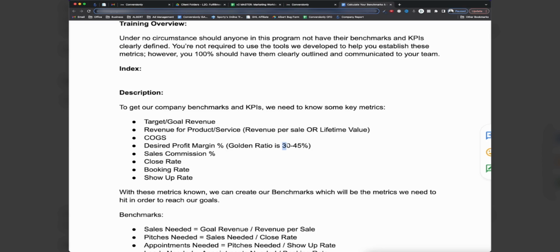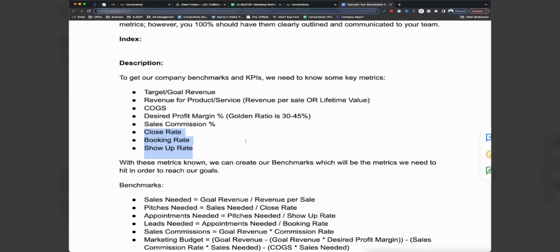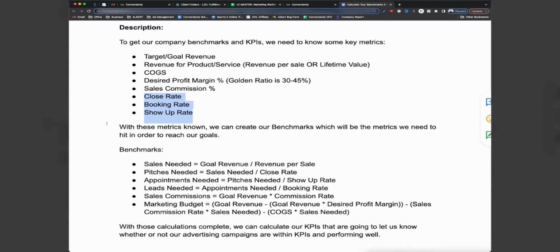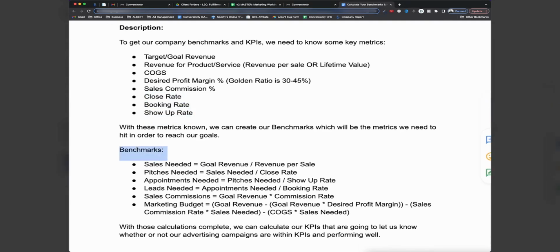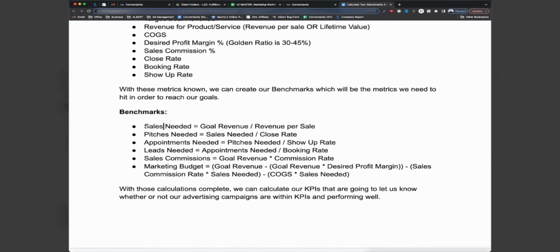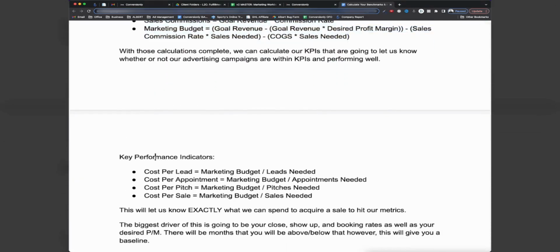However, from there, you need your sales commission rate, close rate, booking rate, and show up rate. These things we're going to go ahead and just estimate until we get stronger variables, stronger data. But these are going to be benchmarks that we're going to set using what we've seen for 700 clients plus over the last 3 years. Now, I've broken down some calculations for you guys to break down your benchmarks and your KPIs. These are going to be here for reference if you guys want to manually calculate these things out.